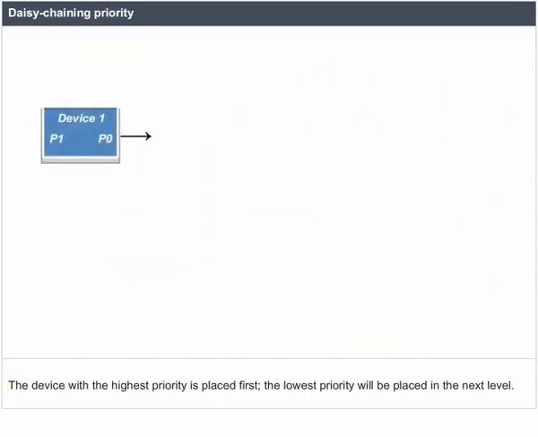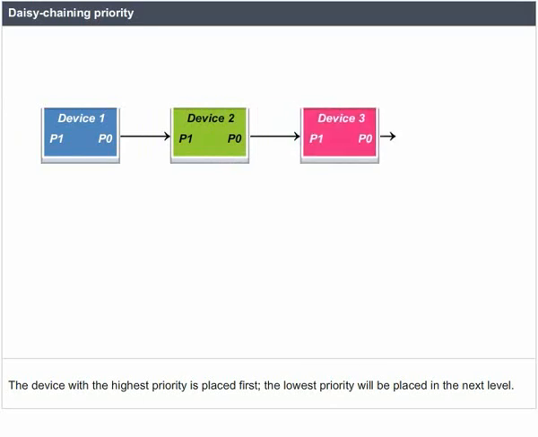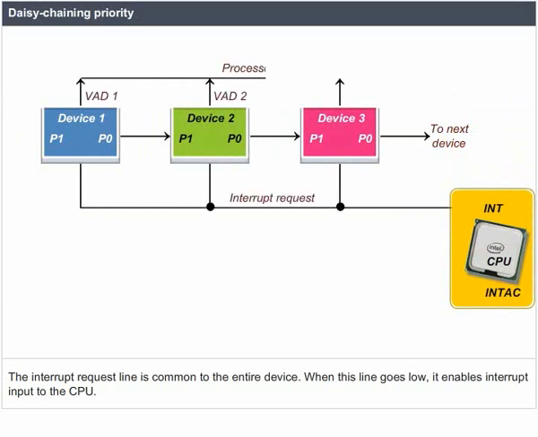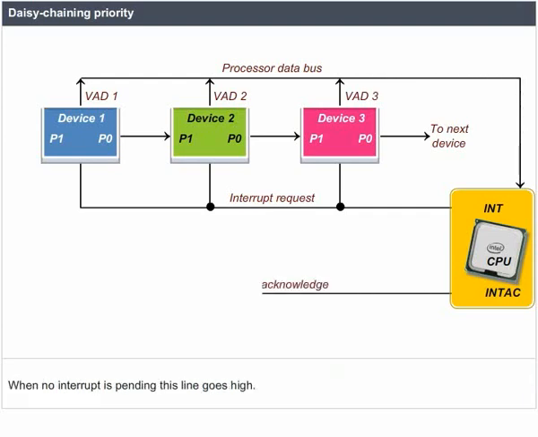Daisy chaining priority. This technique establishes a serial connection of devices that request an interrupt. The device with the highest priority is placed first. The lowest priority will be placed in the next level. The interrupt request line is common to all the devices. When this line goes low, it enables the interrupt input to the CPU. When no interrupt is pending, this line goes high.